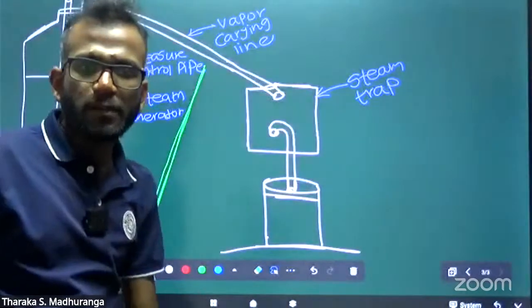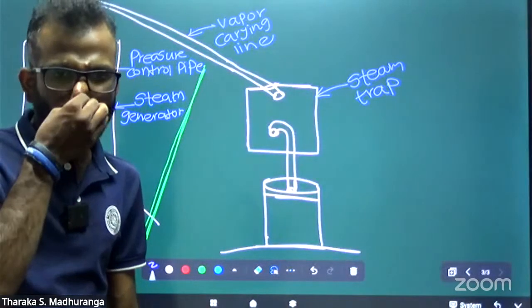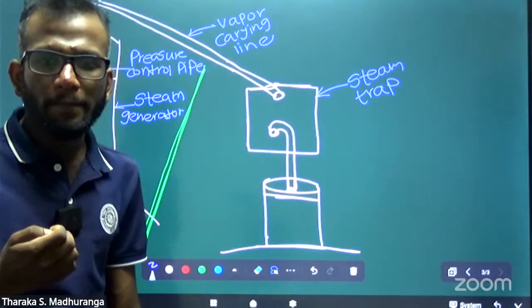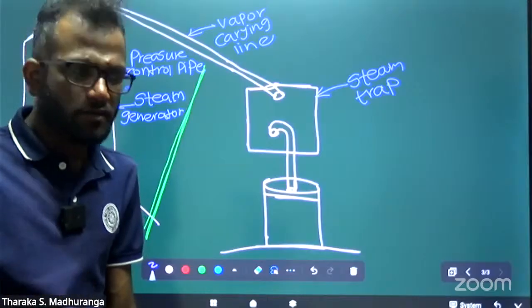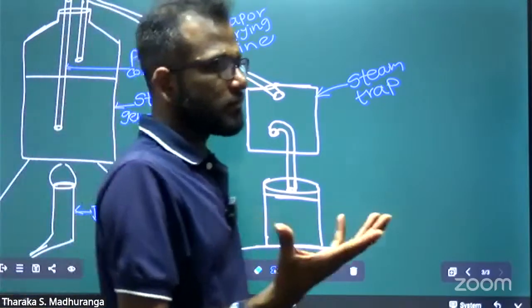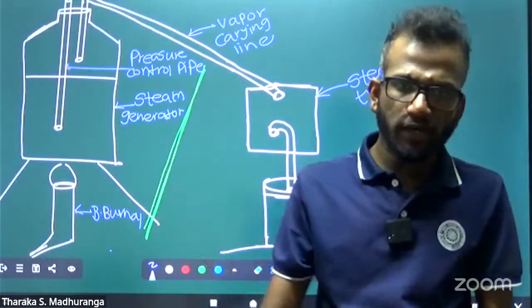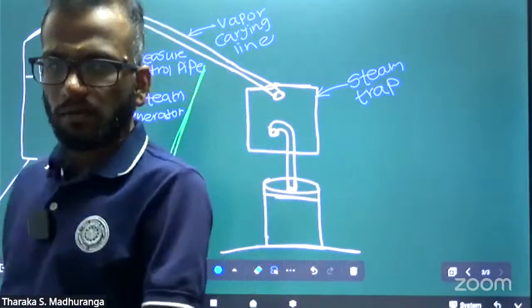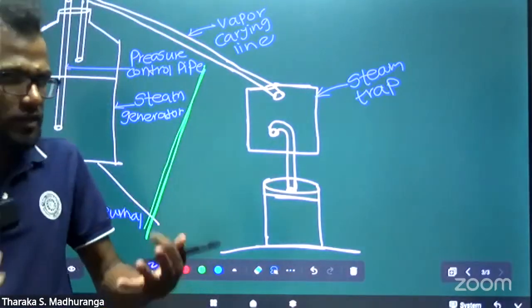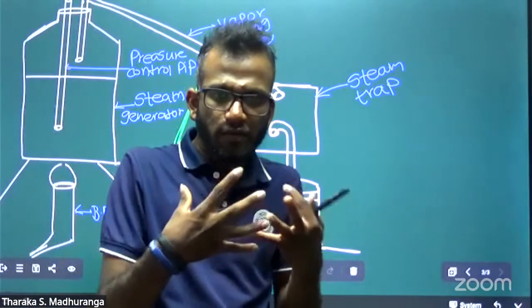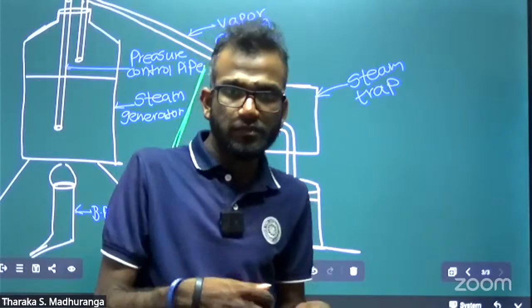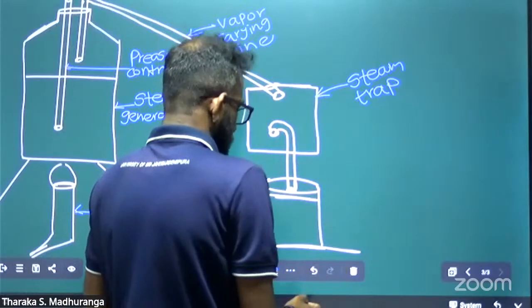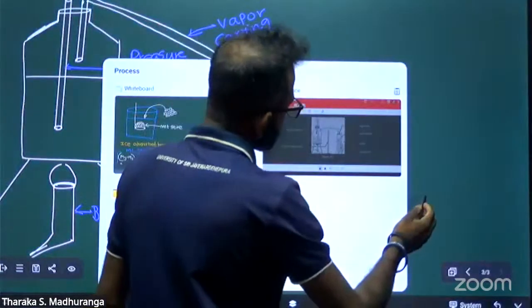What's the meaning of trap? Yes, blocking. In Sinhala, a trap is just like a snare. Water trap. Somehow we can block, that is the purpose. Okay, what's the name for this pipe?